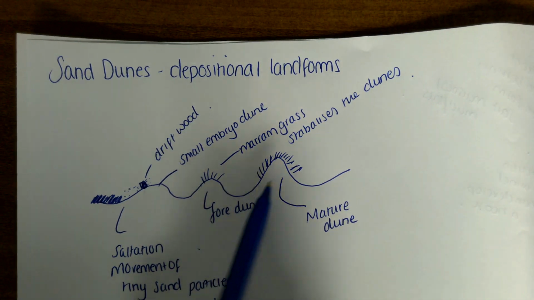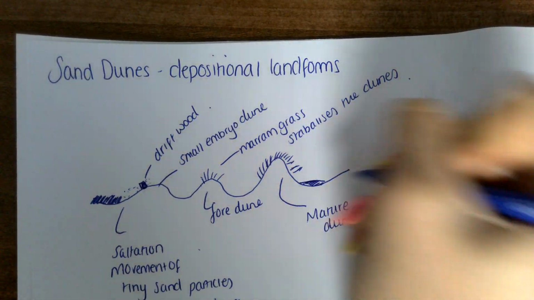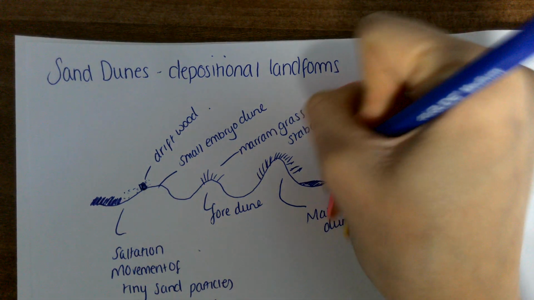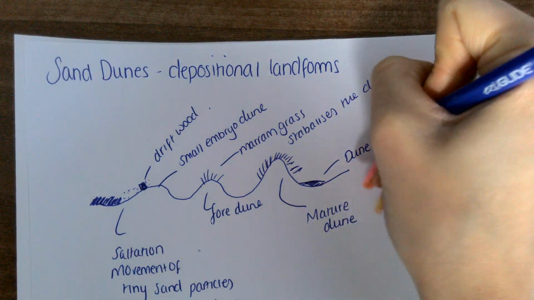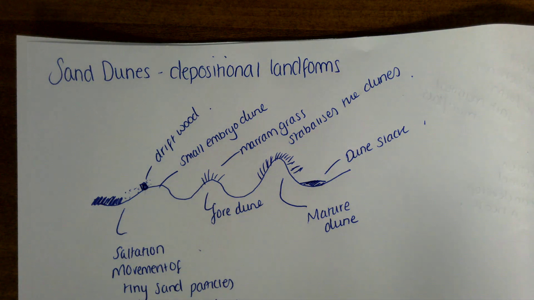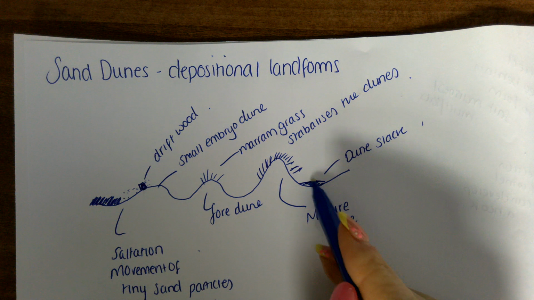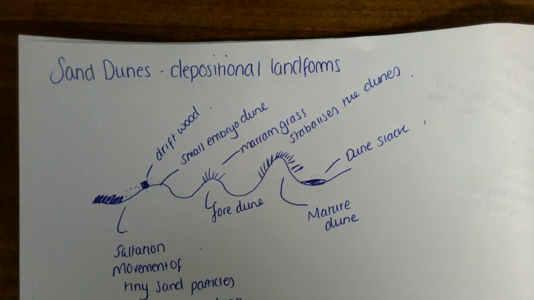And then you tend to find in areas like this, if you've ever been to sand dunes, you get a dune slack. And a dune slack is basically like a tiny pool of water that forms in hollows in between the dunes. So when it rains or when it's particularly stormy, you tend to find little pools of water.